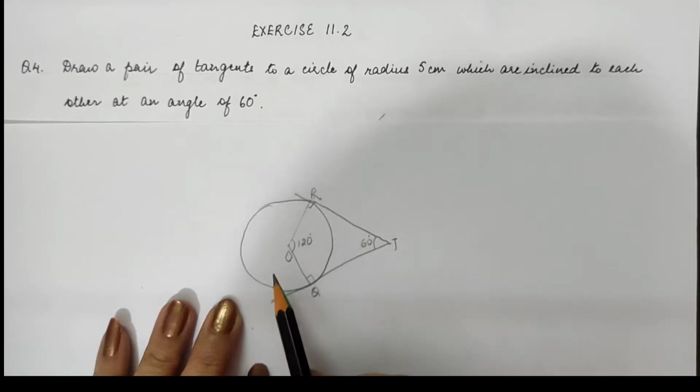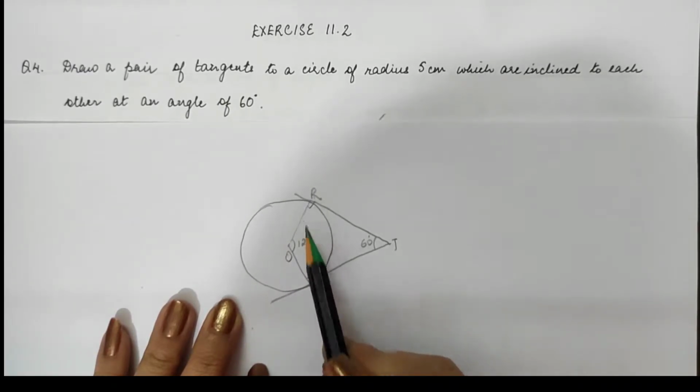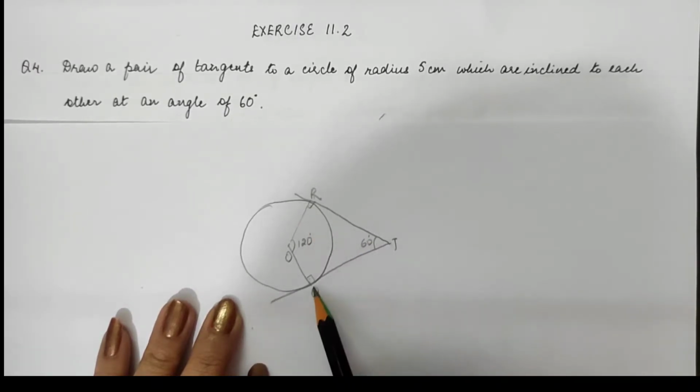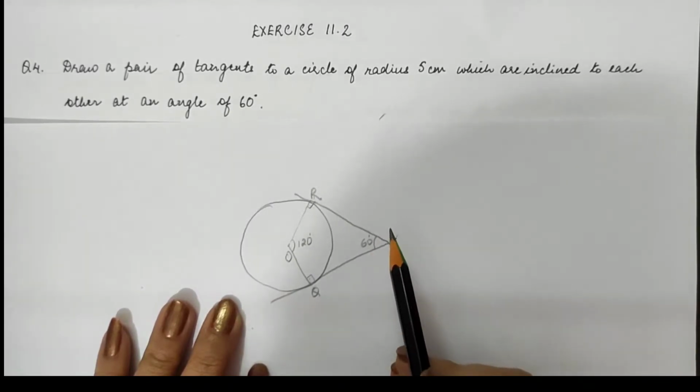120 degrees. So what I'll do is, I'll construct an angle of 120 degrees between the two radii, and then at the end points R and Q, I will construct 90 degree angles. Wherever these two 90 degree angles will meet, that will be point T, and then TR and TQ will be the two tangents, the angle between which is going to be 60 degrees. So let us start the construction.